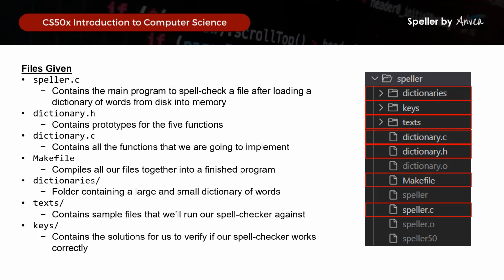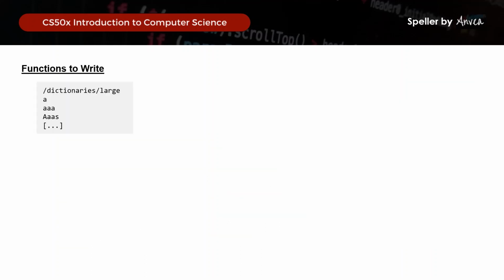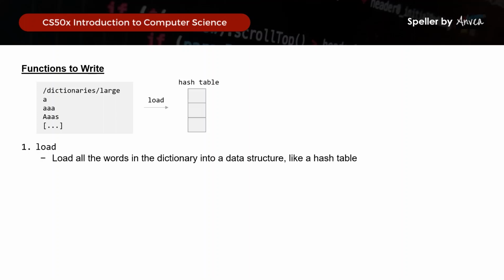So what do we need to do? First, with the dictionary file that we are given that consists of all the words in the dictionary, we need to do the load function. So in the load function, we actually want to load all the words in the dictionary into a data structure like a hash table. Next, we run the hash function.